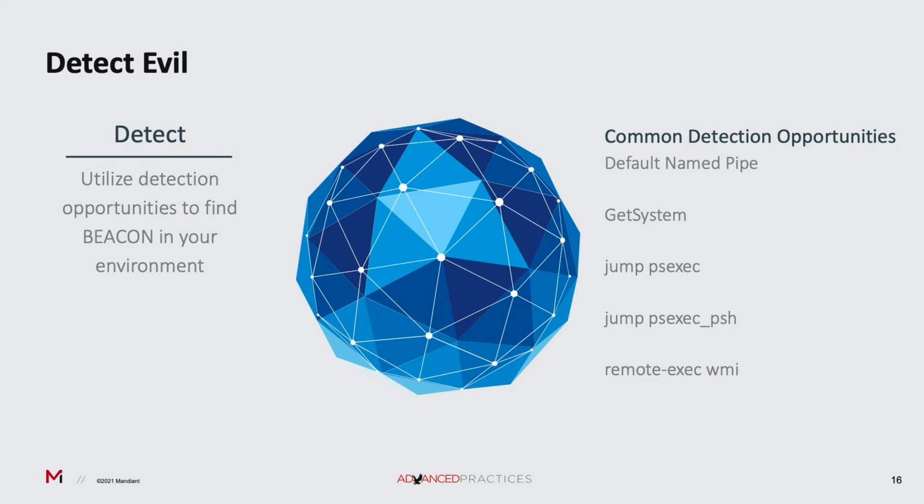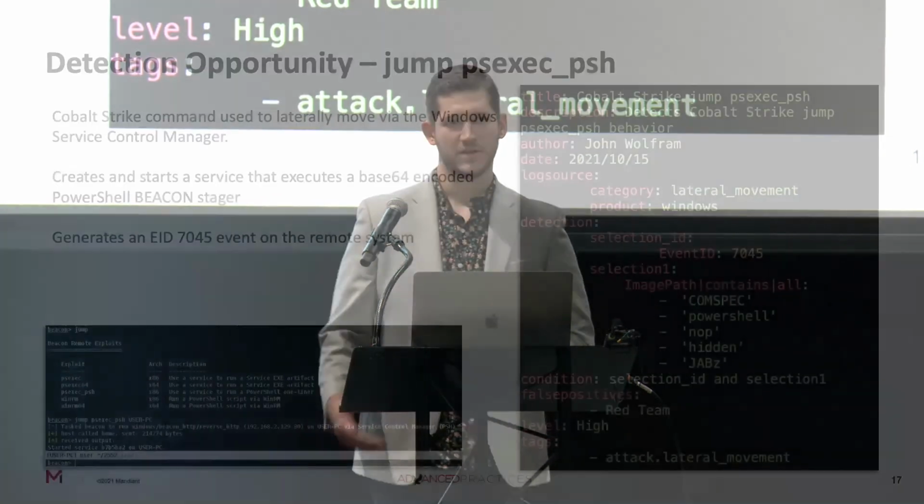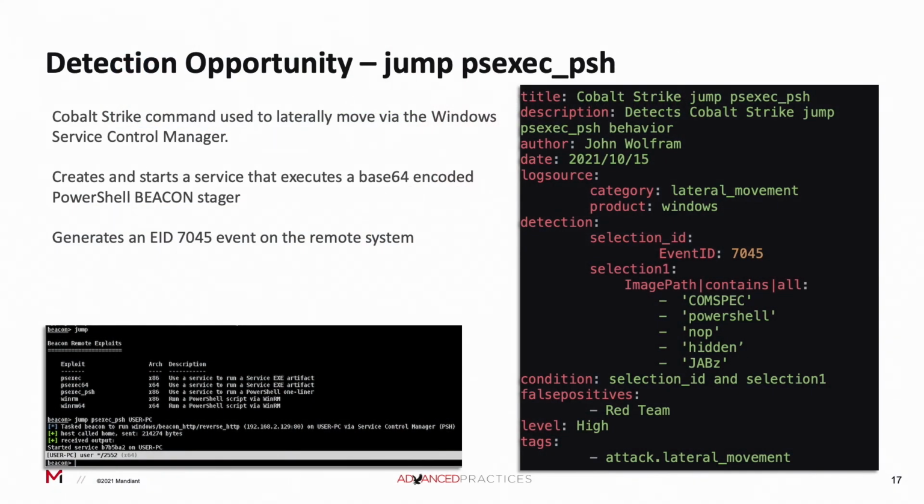And then some of the ways that it operates. When you look at it enough, you can see, okay, this is probably Beacon doing GetSystem or jump psexec with PowerShell. What we're going to look at on the next slide is a detection opportunity. Jump psexec PowerShell is a way that Beacon will laterally move within an environment using the Windows Service Control Manager. It creates a service on a remote system, runs a basic64 encoded PowerShell stager, and then gets lateral movement.